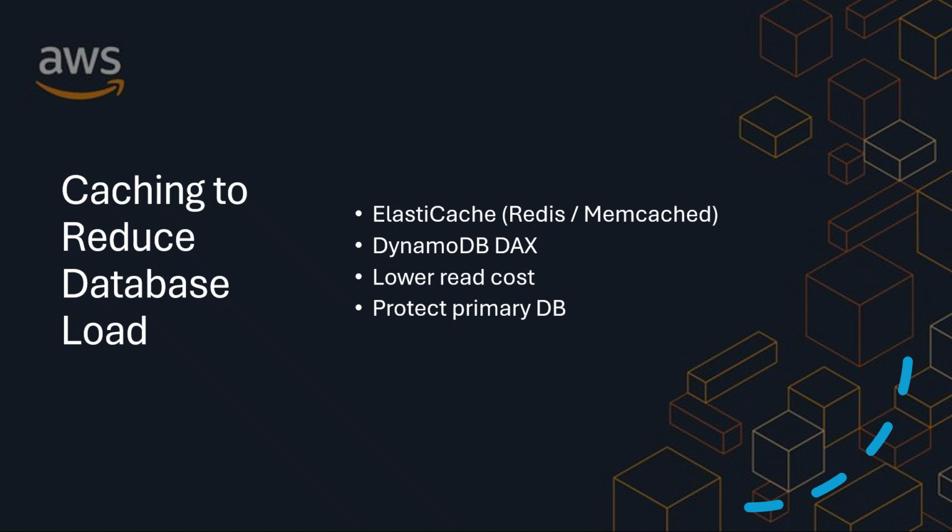One of the most cost-effective optimization strategies is reducing the direct database reads. By using ElastiCache, frequently accessed values are served from memory instead of expensive database queries. For DynamoDB, DAX provides microsecond read latency and reduces the number of RCUs consumed, significantly lowering the cost. Caching drastically decreases the load on your primary database, allowing smaller instance sizes, fewer replicas, and more predictable performance, making your DB architecture far more cost efficient.